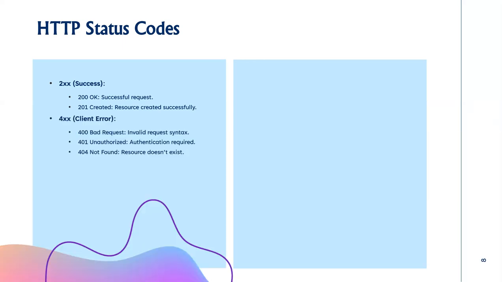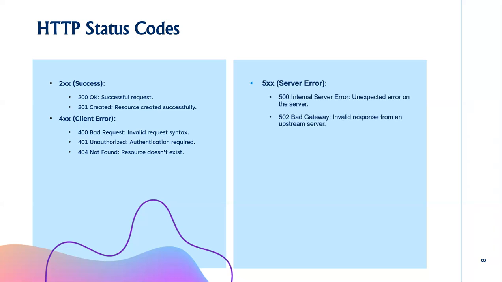400 Bad Request, well, that's when you mess up the request format. 500 Internal Server Error, oh, something went wrong on the server side. So regarding HTTP status, think of these like traffic signals for the web. Green light, yellow light, red light. They keep everything moving safely.